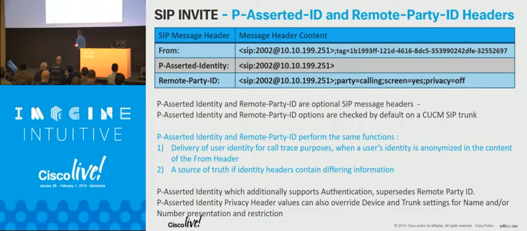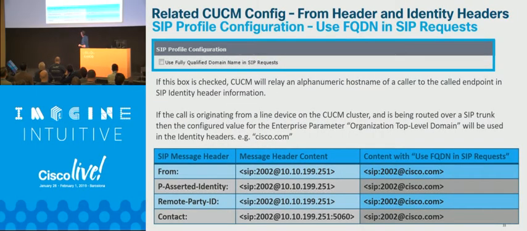Okay. And again, in SIP trunk configuration, let's take a quick look here at what I've got. Yeah, you have this use fully qualified domain name in SIP requests. If you check this box, what you'll do is you'll change out the message headers in your from, P-asserted identity, and the contact header from the IP address of Call Manager to the top level domain that you've configured in Call Manager here, so cisco.com, for example. So an example of how the configuration in Call Manager changes what we're sending in the headers here.